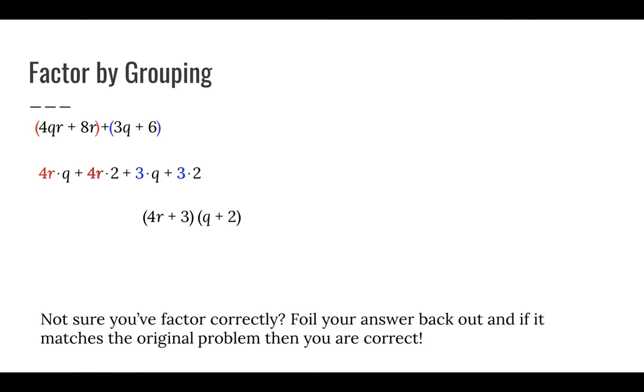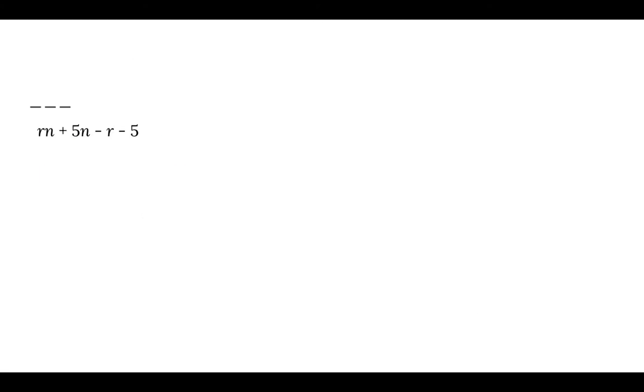Again, if you're not sure if you factored correctly, you can multiply this back out and see if you got what you started with. So let's try another factor by grouping. Rn and 5n are what I'm going to group together, and I see that they both have an n in common. When I take the n out of there, I have an r plus 5 left over.